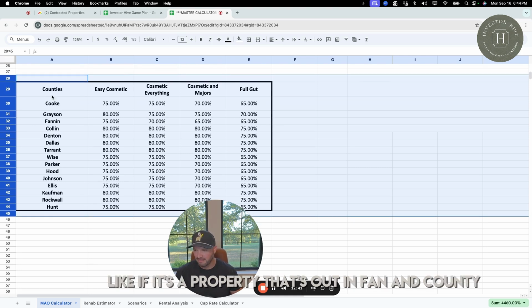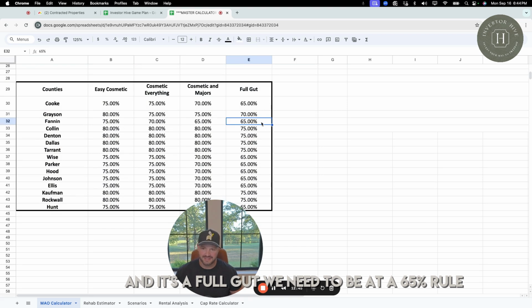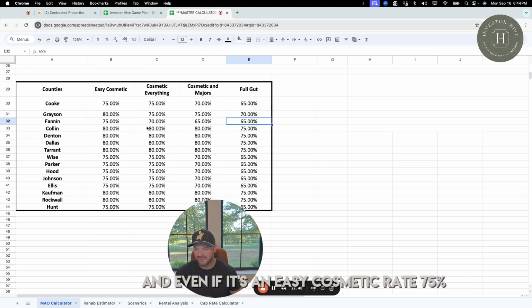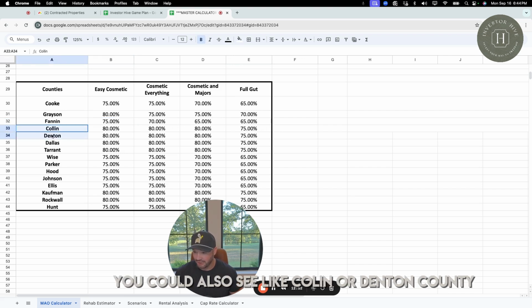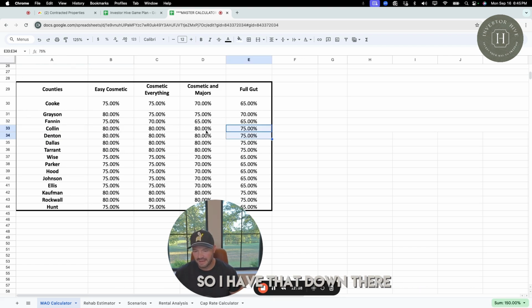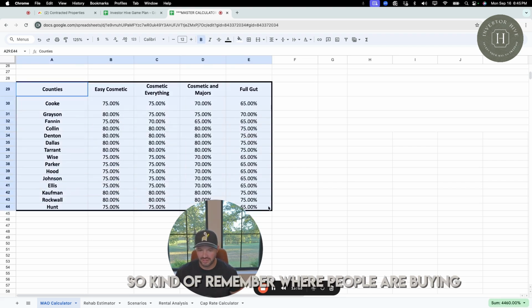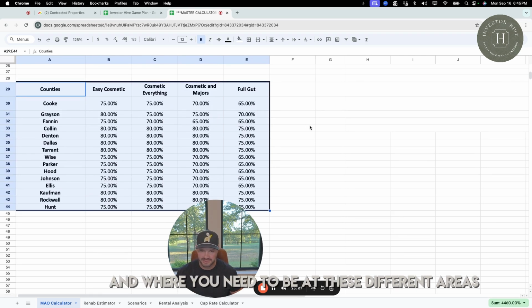Like if it's a property out in Fannin County and it's a full gut, we need to be at a 65% rule. And even if it's an easy cosmetic, we're at 75%. You can also see Collin or Denton County, easy cosmetic 80%, and a full gut we'll still be able to sell at 75%. So I have that down there. You won't see that on your spreadsheet, but you can make yourself a table like this to remember where people are buying and where you need to be for these different areas.